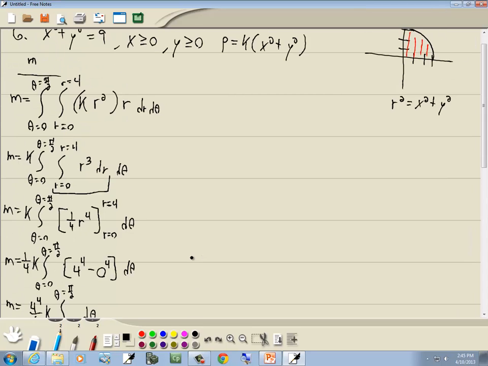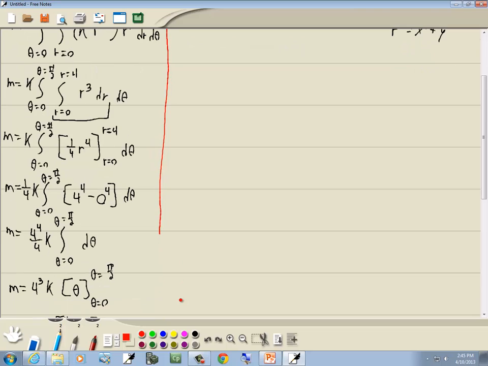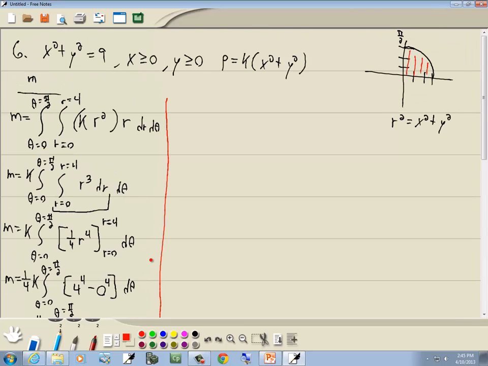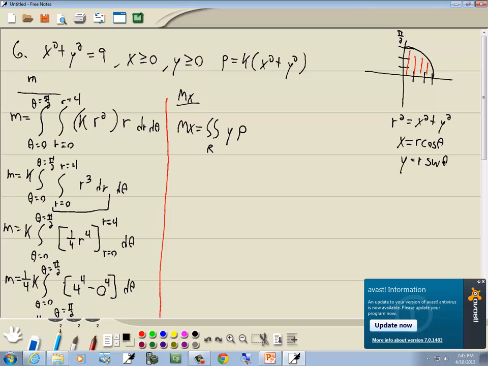Well, let's find our moment with respect to x. Well, remember something about our moment with respect to x. We're going to have our region of integration here, and we put an extra y in here, times rho. So y, well first, x is equal to r cosine theta, and y is equal to r sine theta.